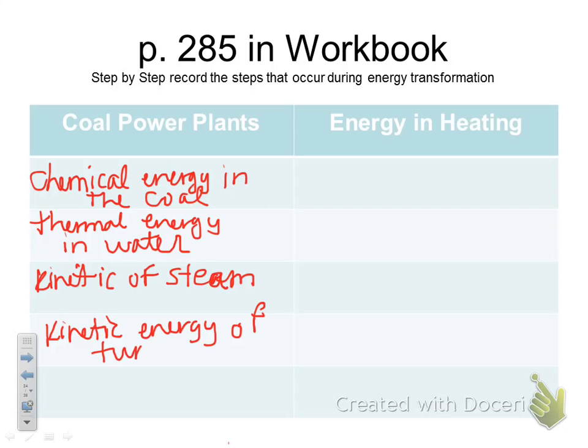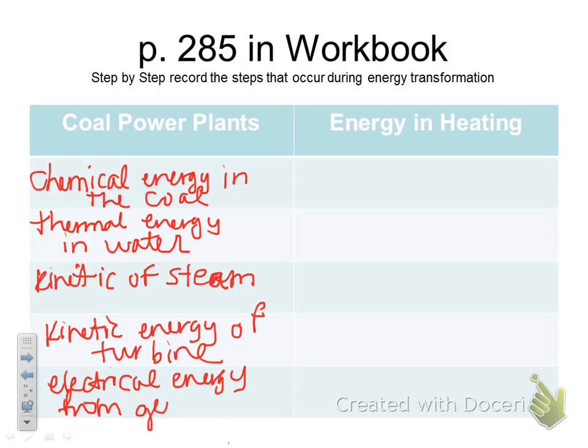And then what do we get? Chloe? Good, we get electrical energy from the generator. Make sure that you've written out where we get the energy from and you're correcting as we go. All right, now what about energy and heating? Okay, and I want you to be specific there.